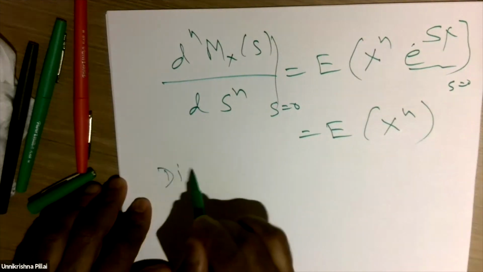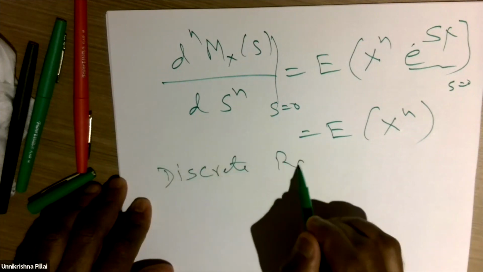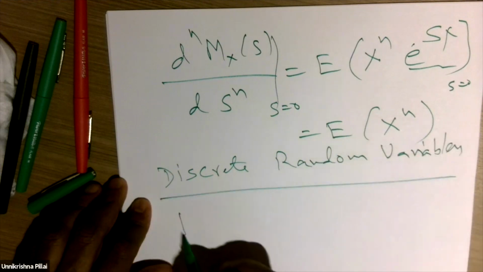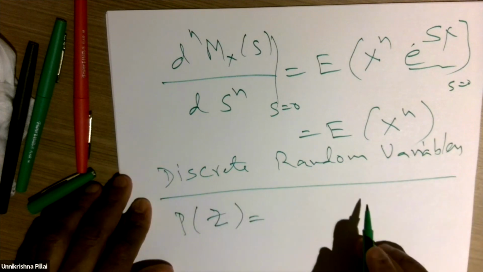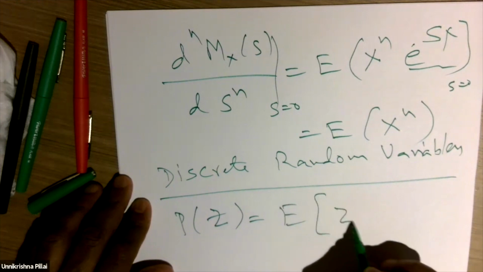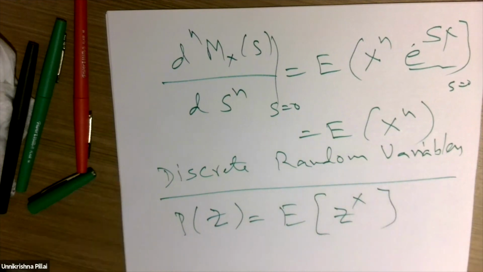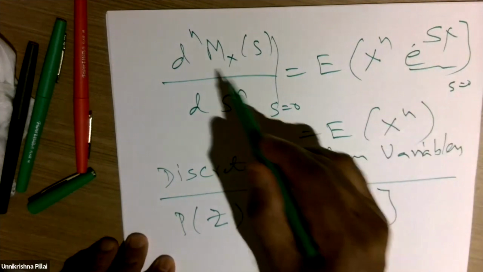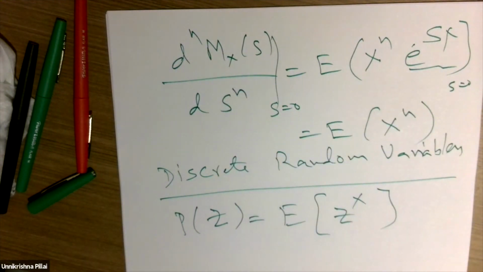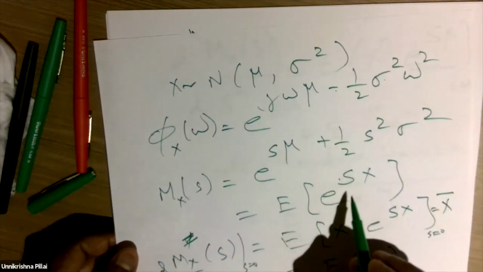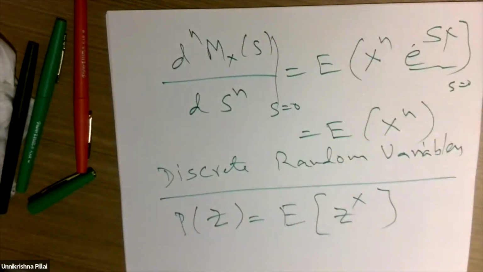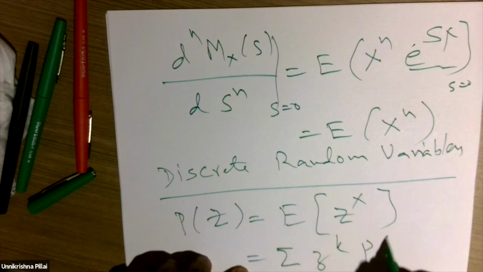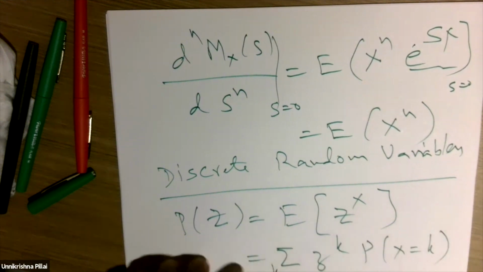For the discrete random variables, I should talk about that also. You can, of course, use the characteristic function, or you can use the discrete moment generating function, which uses a different symbol. It is the expected value of z to the power x. You can see here e raised to s is being replaced by z, if you want to see the connection. Remember, look at the moment generating function: if you replace e raised to s by z, then this becomes z to the power x. For the discrete random variable, by definition, this is the sum over different k of z to the power k times the probability of x equal to k.